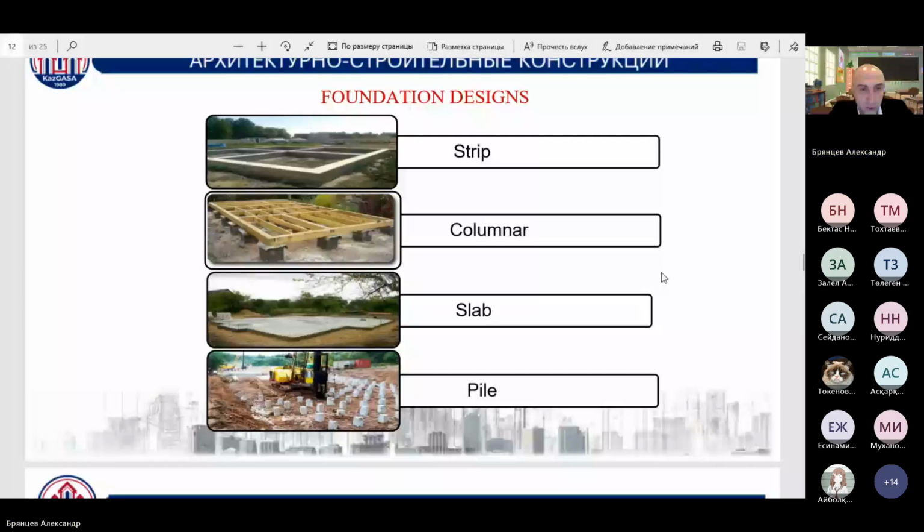So the choice of foundation again depends on various things, and the most important is the type of the building, the constructional solutions, and architectural planning solutions.